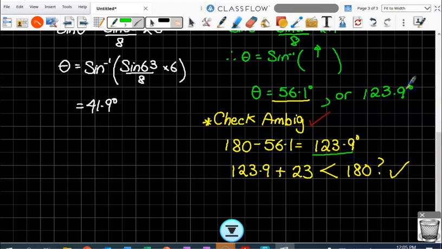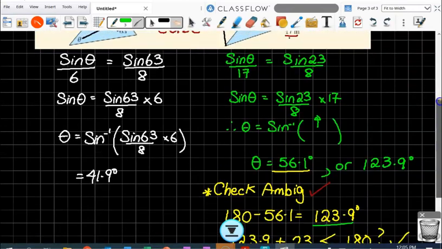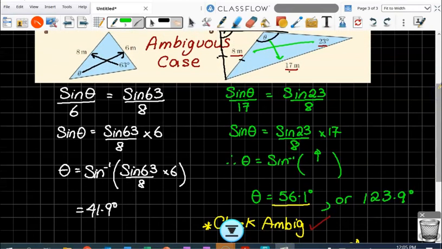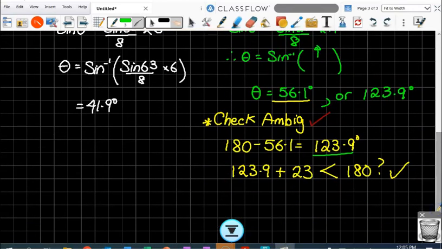So think about this. All you have to do, the angle that you find, you go 180 take away that angle, because you're saying this could be the other possible solution. Then you add it to the angle that's already in your triangle. If it's less than 180, we go, huzzah, we've got two solutions. If it's more than 180, we go, impossible, can't happen. So let's see what happens with this one. Let's check.